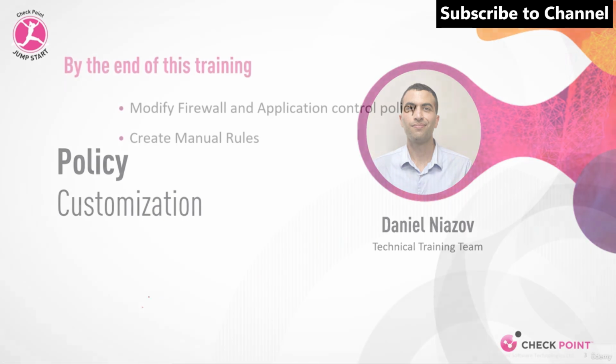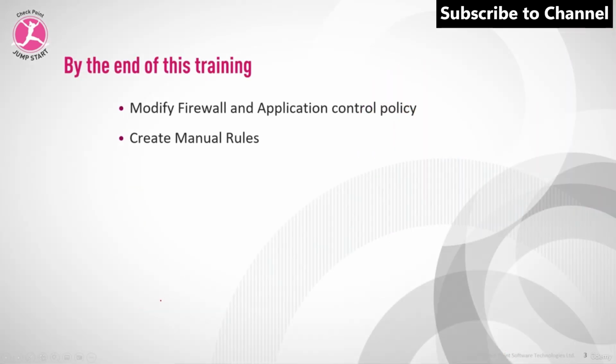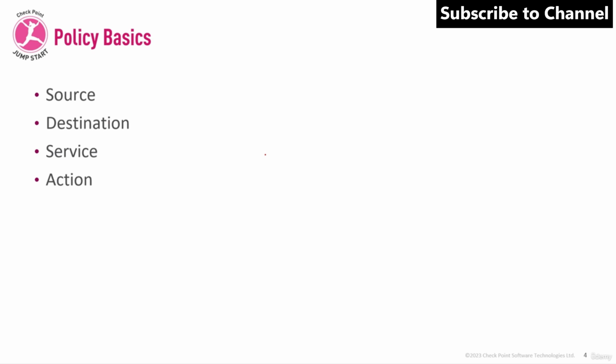Policy customization. By the end of this training, you'll be able to modify firewall and application control policy and create a manual rule. The basics of a policy is any traffic can be categorized into its own source, destination, and service. So for example, I can say any traffic coming from any destination can be my DMZ, for example. Service can be FTP.